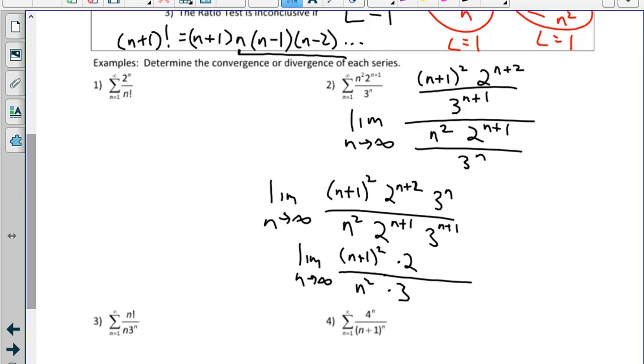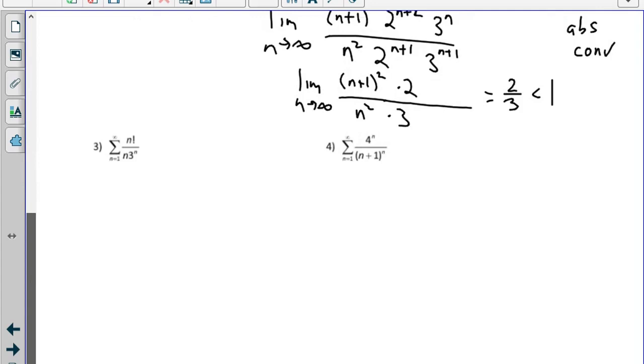So if I look at this, I basically have n squared plus 2n plus 1 over n squared and then times 2/3. So if I use pre-calculus methods, I can figure out that the numerator and denominator are basically going to go to the leading coefficients. So this equals 2/3, which is less than 1. So this is absolutely convergent.